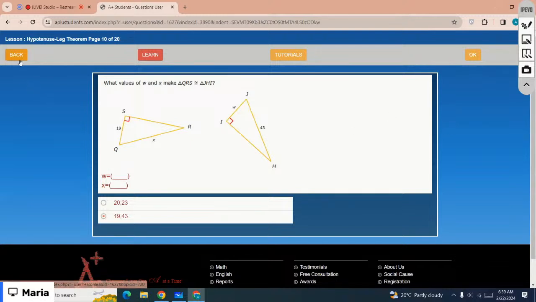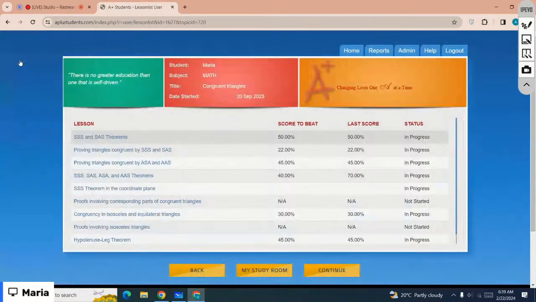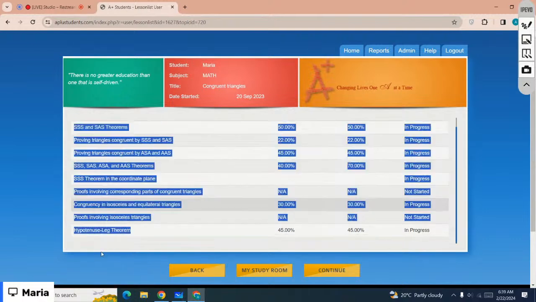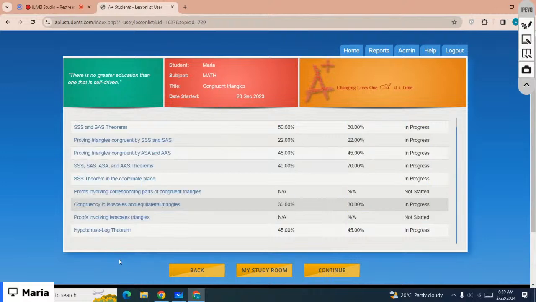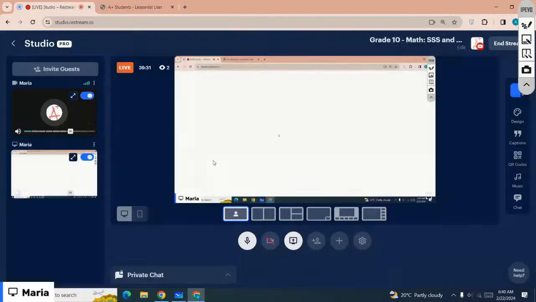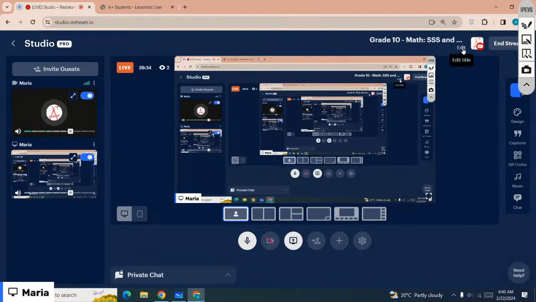Okay, you can complete the lesson by yourself later today. So, we're working on grade 10 math. The chapter we're working on is congruent triangles, and the lessons we have covered are SSS and SAS theorem. Then we did the congruency in isosceles and equilateral triangles, and then hypotenuse leg theorem, right? So please make sure before the next session you complete all the practice questions for the lessons we did today. That is your homework until next session, right? Let me just edit the lesson name also.